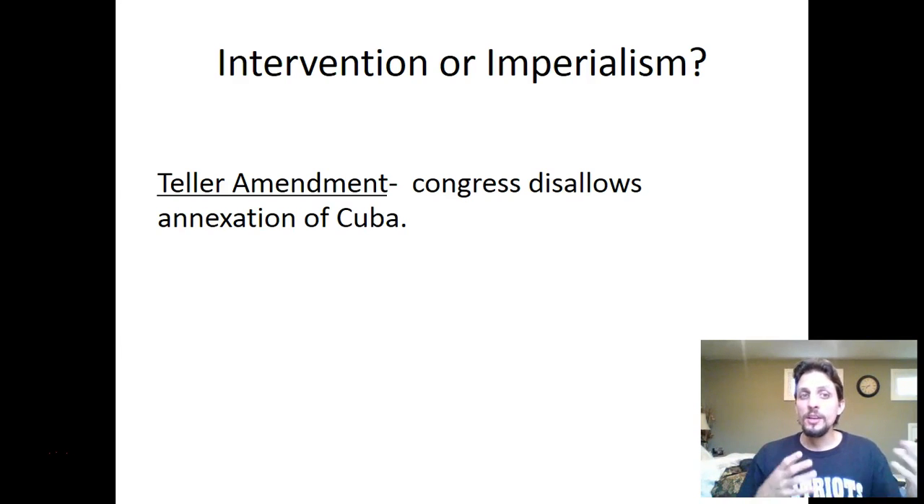So this is interesting that America kind of adds this in. You can see that Americans are having this internal struggle between imperialists and anti-imperialists within the government. And even people who are pro getting involved in Cuba, that doesn't mean they're necessarily pro-imperialism. They're pro-intervention in this case. Doesn't mean that they're pro-imperialism. So it's an important addition.